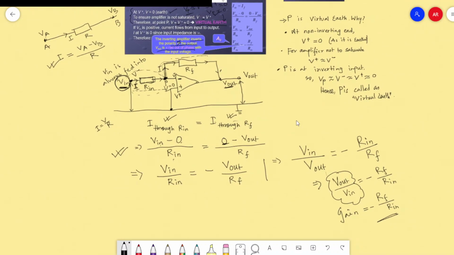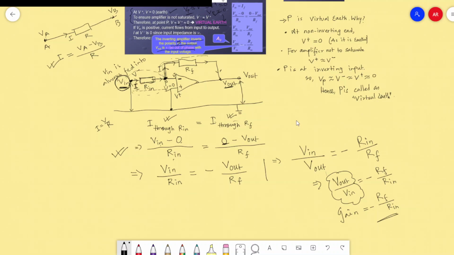Now you can ask me if you have any question up to this much on this inverting amplifier, how we got the expression for gain of the inverting amplifier, and how the inverting amplifier is actually connected. The non-inverting end is always grounded. The inverting end should always be where the input voltage is fed into, and P is the point. So instead of P, any letter can be given there. So that point is representing the virtual earth.